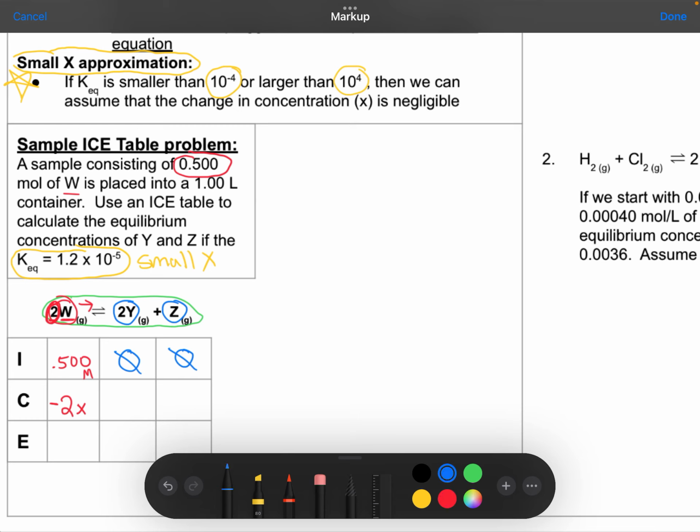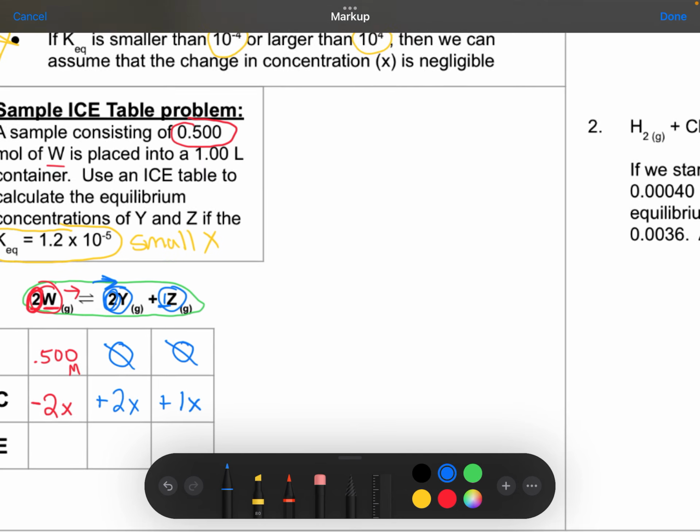Now for my products, I have to look at both of them separately. So for this column right here, I'm going to do the Y product. I know that again, as my reaction goes this way to the right, I am going to gain some product here. So I'm going to add a certain amount of both of them. And since my Y product has a coefficient of 2, I'm going to add 2X worth of that Y product. Z does not have a coefficient, which we know means that there's a 1 there. So I'm going to add 1X of my Z product.